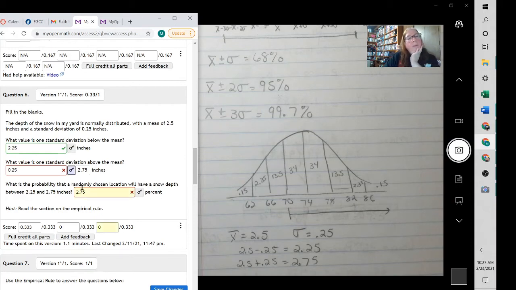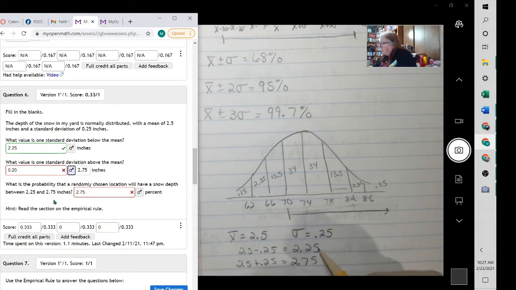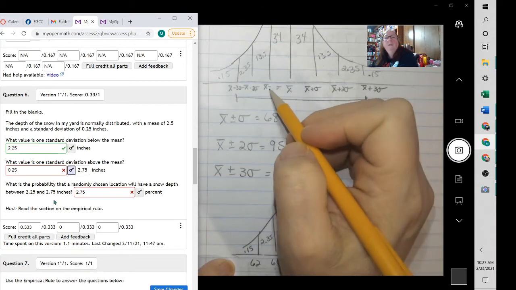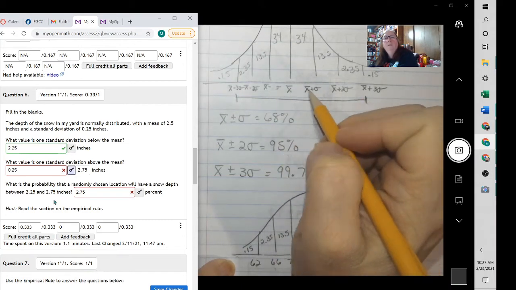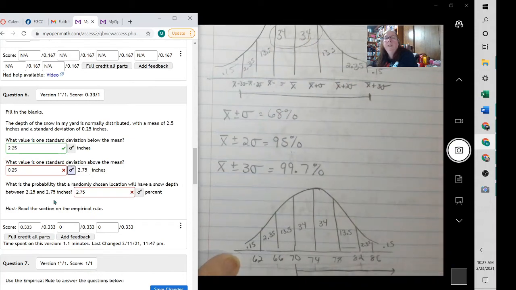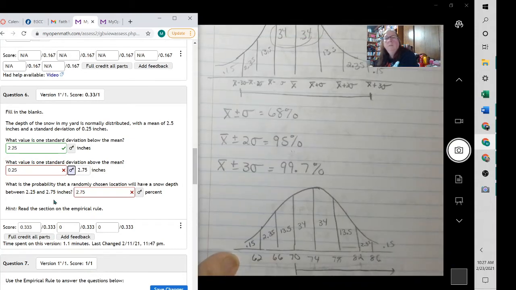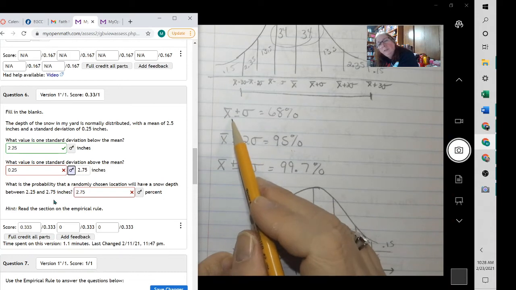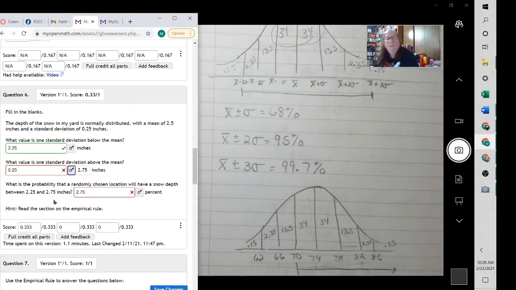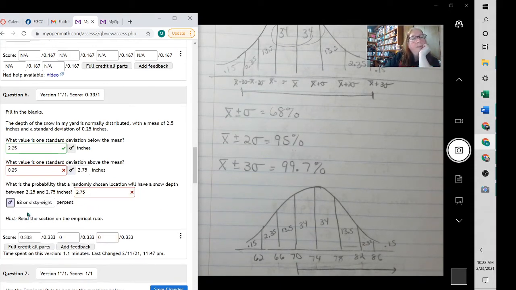What is the probability that a randomly chosen location is between these two values? Well, this was 1 standard deviation above, and this was 1 below. 1 above and 1 below, 68% of our data. Within 1 standard deviation is 68% of the data when it's normally distributed. So it was 68%.